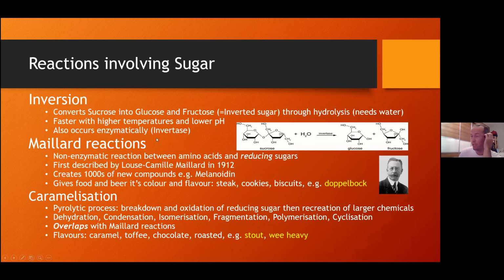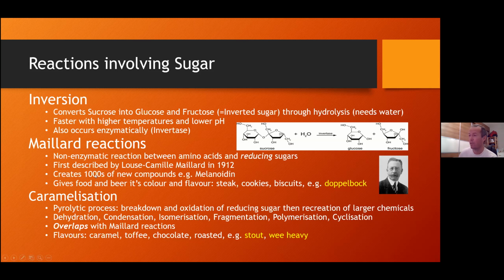Maillard reactions, so this is really complicated and it's actually really badly understood. It's a non-enzymatic reaction between amino acids and reducing sugars. And this is really where amino acids come in. There was a biochemist called Louis Camille Maillard in 1912 who described it, but it was only in the 1950s that people started using Maillard reactions to create better bread, even steak, and understanding beer better.